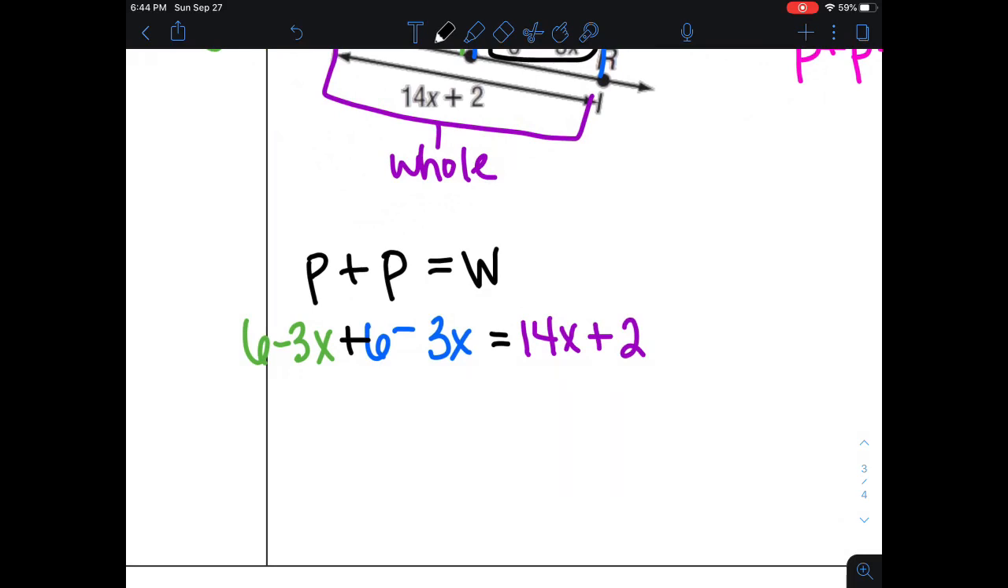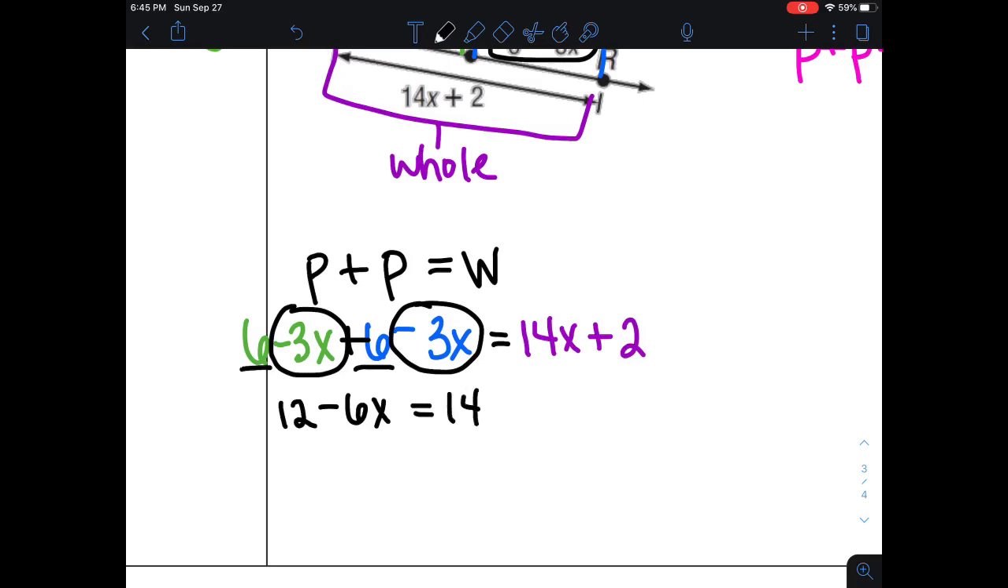Oh, no, the dreaded combining like terms. God forbid. Well, that's okay. We can do it. We only combine like terms on one side of the equal sign. So 6 plus 6, that's going to give us 12. And then we have a negative 3x and a negative 3x. And if you add those together, that's minus 6x. So we just combine like terms on one side.